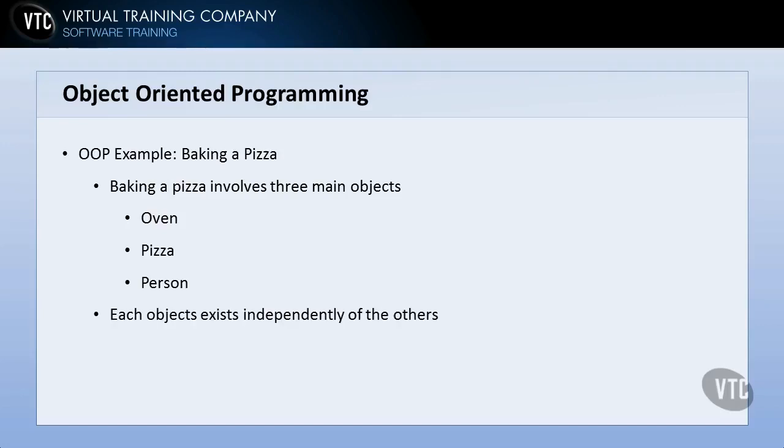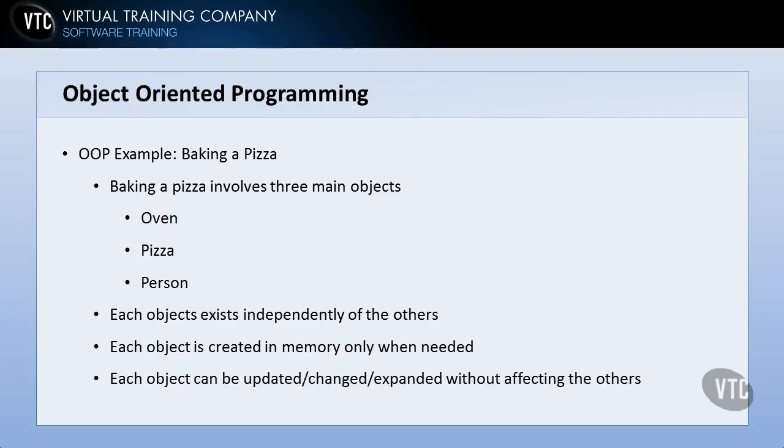Each of these objects is created in memory only when it's needed, and each object can very easily be later updated, changed, expanded without affecting the others. We can make changes to our oven object and never affect the pizza or person object. So we don't have to change one thing and see 73 others get broken. That's where we're headed with object-oriented programming.